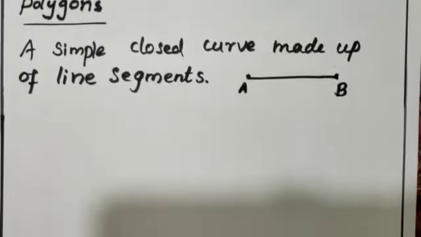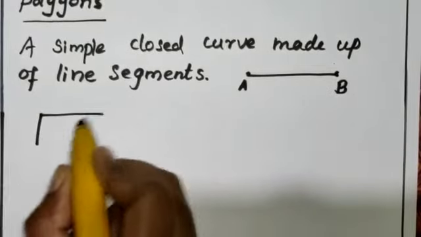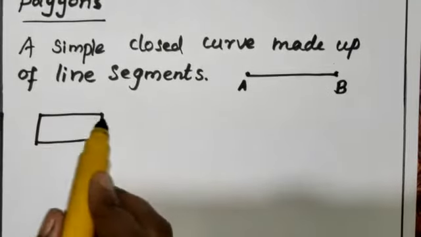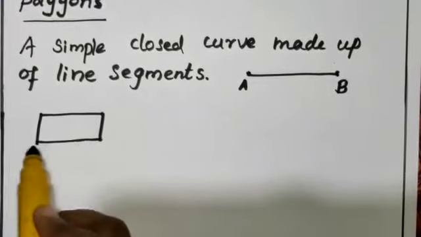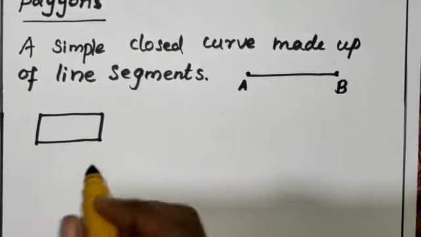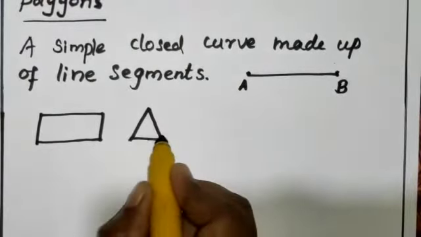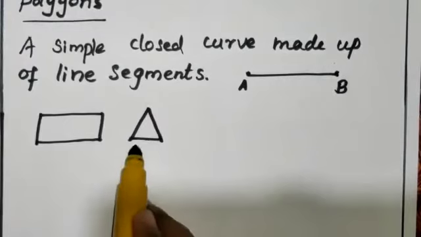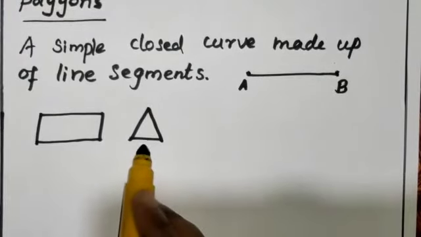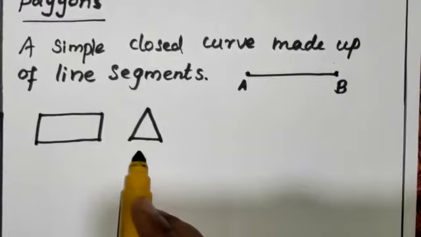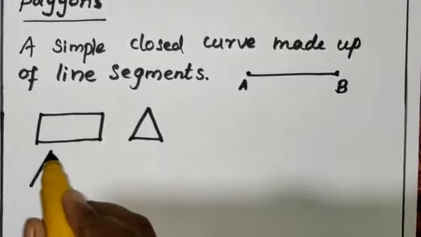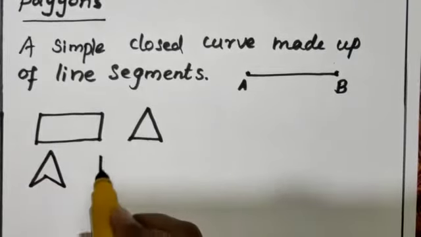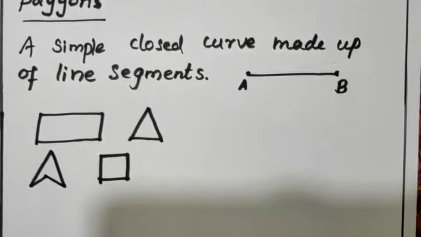I will show some examples. See, what is this? This is a rectangle. A rectangle is a simple closed curve made up of line segments. So a rectangle is a polygon. And see, this is a triangle. A triangle is a simple closed curve made up of line segments. So a triangle is also a polygon. And I will show one more picture. See this? This is also a polygon. And a square is a polygon.